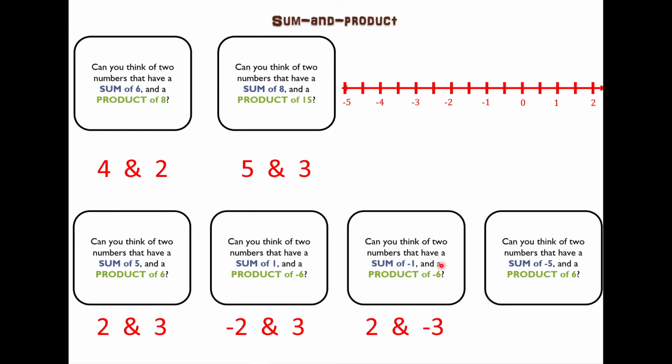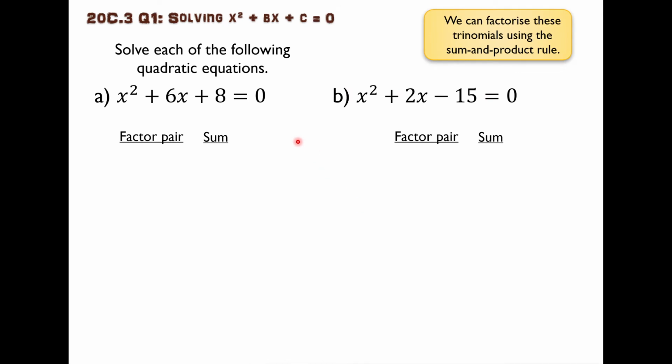And we could go on and on and on, right? To find two numbers that have a sum of -5 and a product of 6. And the question is why? Well, one reason is to factorize quadratics so that we can solve quadratic equations that look like this. How? Well, first we will factorize this quadratic expression here, this trinomial, using the sum and product rule.